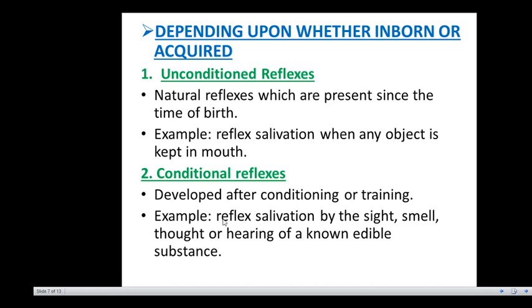Example, one of the best examples for conditioned reflex, that is reflex salivation by the sight or smell or thought or hearing of a known edible substance. Please note down, it is known, it should be already familiar to a person. So this way, hearing of a known edible substance. That's one of the classical examples for conditioned reflex.